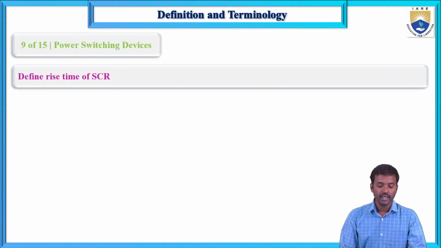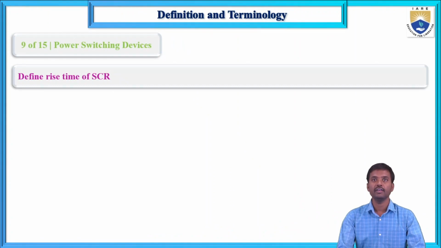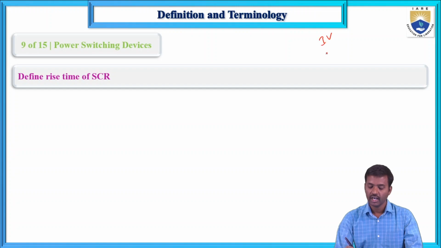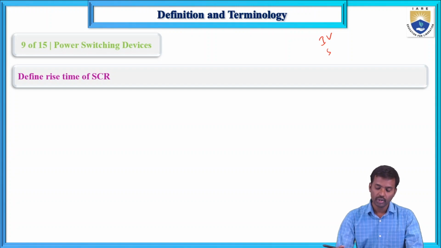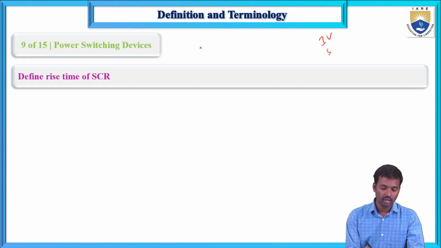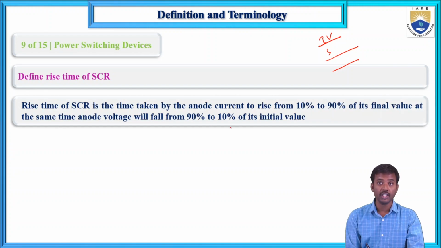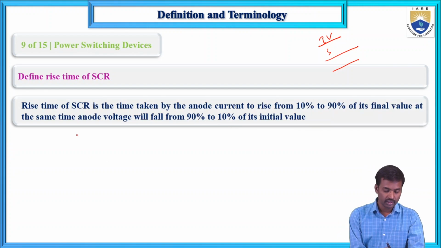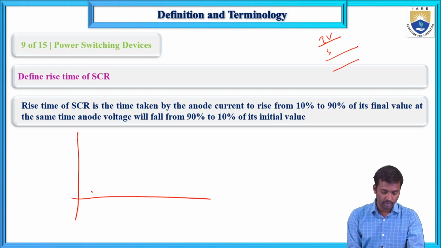Next, rise time of the SCR. There are different characteristics: IV characteristics, switching characteristics and dynamic characteristics. Thyristor characteristics are IV (voltage-current) characteristics, switching characteristics and dynamic characteristics. From the switching characteristics we can define the Thyristor rise time. The rise time of a Thyristor is taken from the anode current.